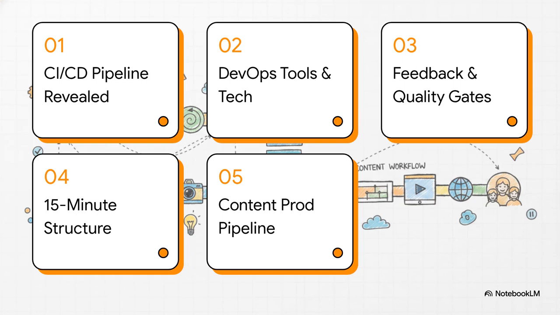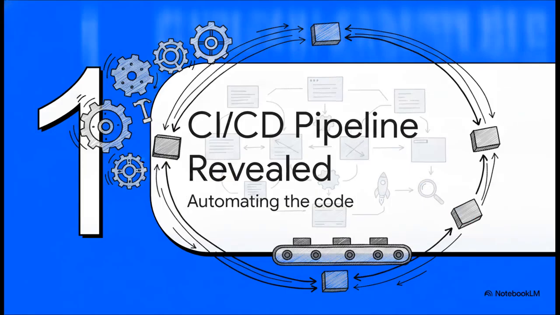Here is our roadmap for today. We'll be hitting the CI/CD pipeline revealed, DevOps tools and technologies, fast feedback and quality gates, the 15-minute episode structure, and finally, the content production pipeline. All right, starting with Section 1, the CI/CD pipeline revealed, automating the code.